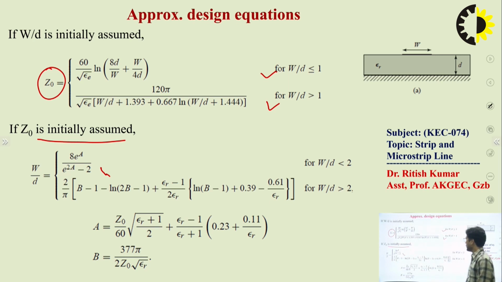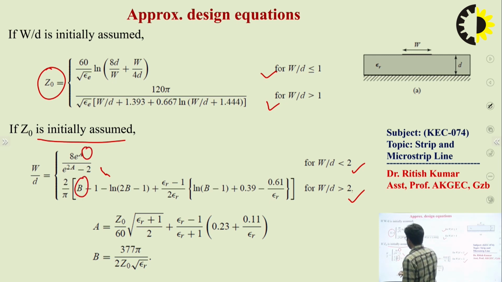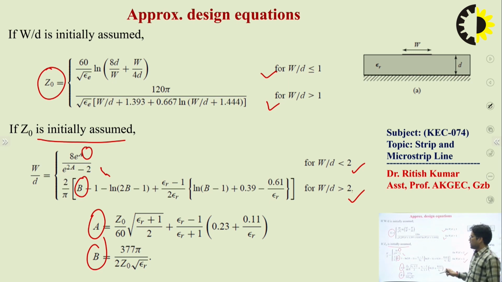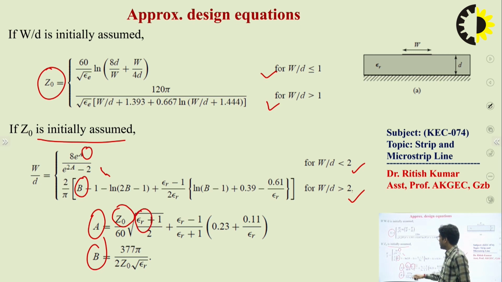So for the W by D ratio, for the cases of W by D less than 2 and greater than 2, we have different formulas, and here A and B are the constants. These constant values are defined by these two equations. A totally depends on the characteristic impedance of the transmission line and the relative permittivity of the media, while B similarly depends on Z naught and epsilon R. So to design a microstrip line, we need to know the desired characteristic impedance and the surrounding media permittivity.